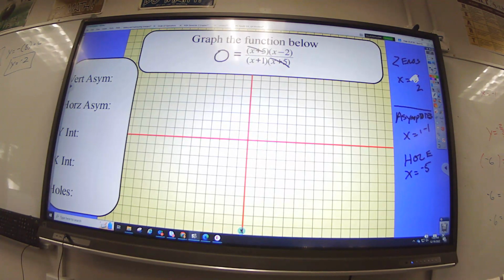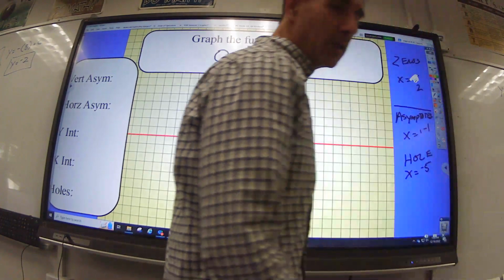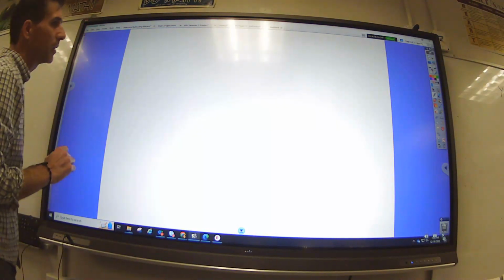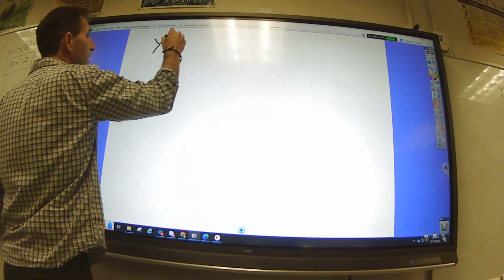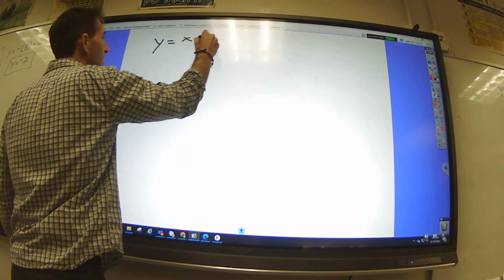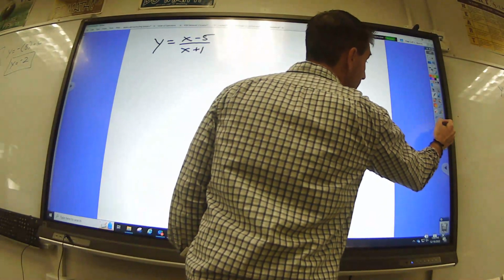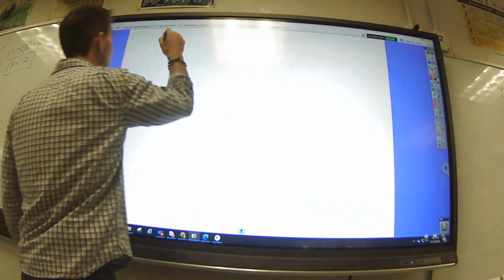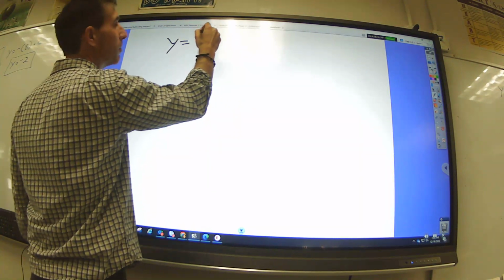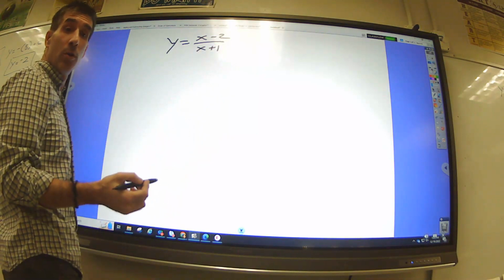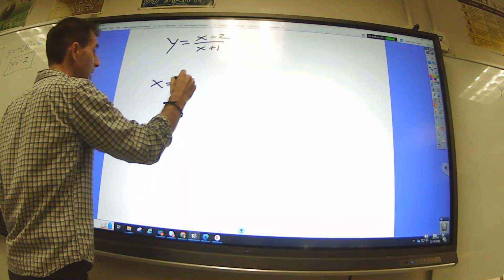But that's not the whole thing. We also have to figure out the y. So let's go ahead and figure out the hole. Let's do a new flip chart here. Y equals x minus 5 over x plus 1. It's not 5, it's 2, isn't it? Yeah, 2. Y equals x minus 2 over x plus 1. The hole is at x equals -5.